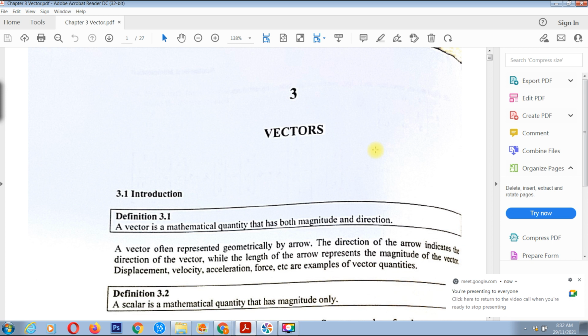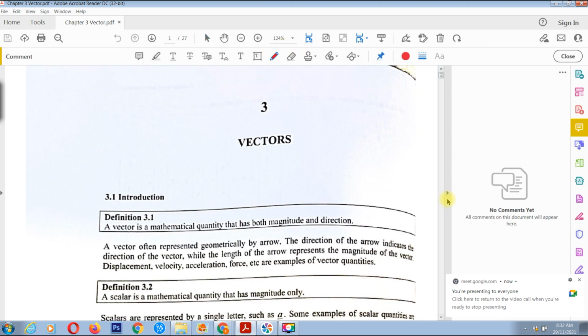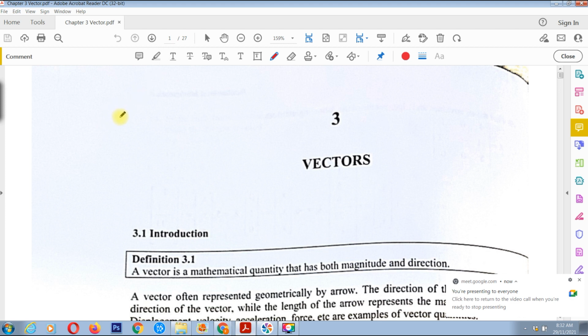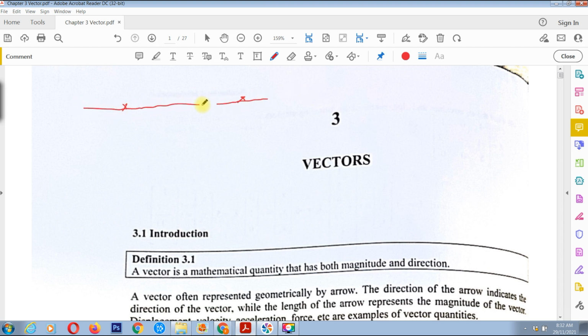Is the distance negative? The distance is negative or positive depending on the direction of the magnitude. Okay, good try, but no. So now we have 2 points. If we have 2 points, we can have one line, right? A line. So between these 2 points, we have a distance.